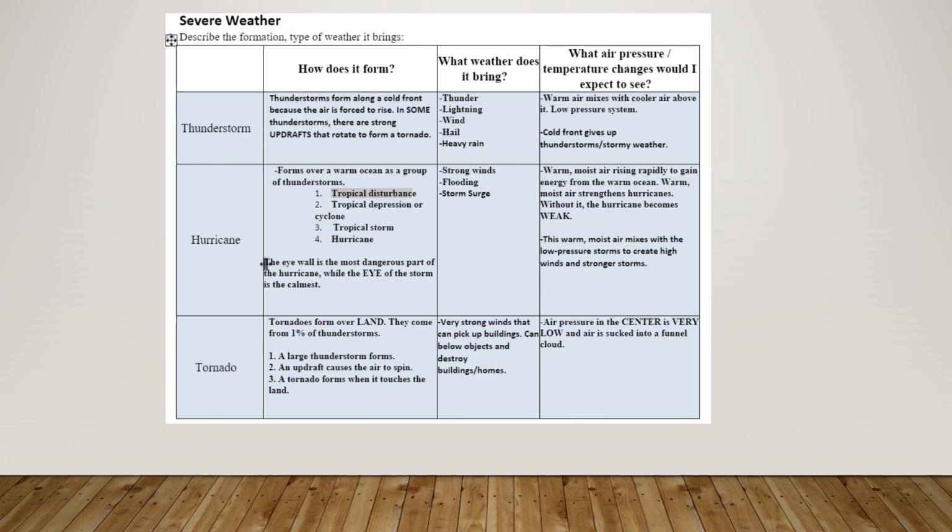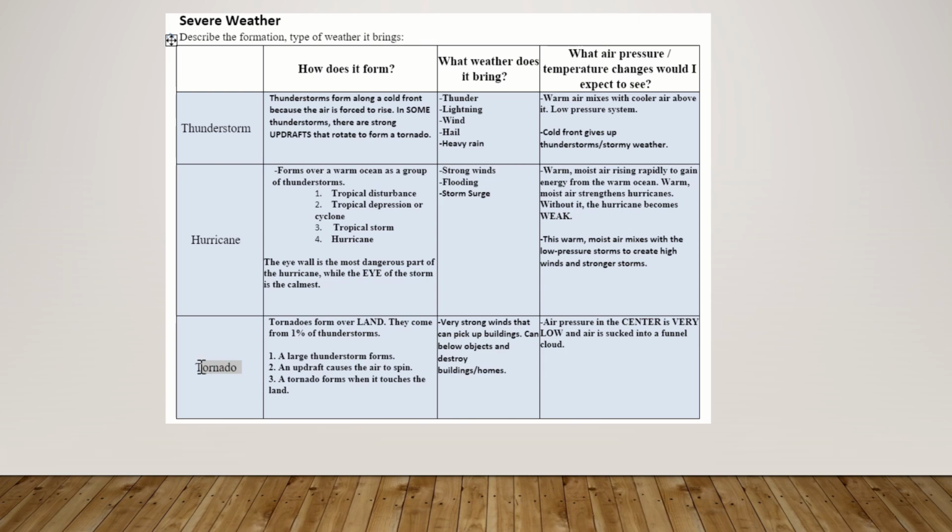a tropical storm. Remember, the eye wall is the most dangerous part of the hurricane, while the eye of the storm is the calmest. Our weather is strong winds, flooding, and the storm surge. Remembering that storm surge and the flooding is where most damage comes from. What will we expect? Some warm, moist air rapidly rising. Okay, it's going to be a low pressure system, because remember, low pressure, lousy weather.